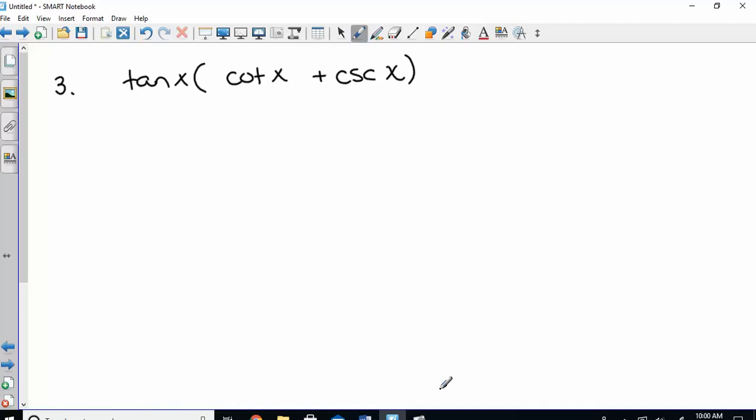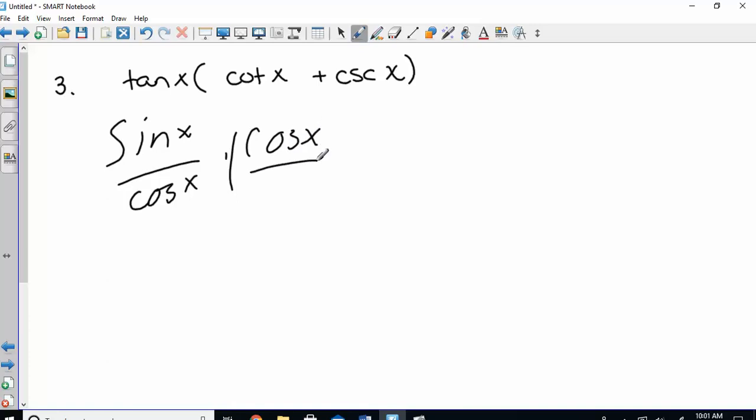Anything. Alright, is there any obvious formula that jumps out here? We have cosecant and cotangent, but the formula we have involving those requires them to be squared. So, if you don't have a formula, go to sines and cosines. What can we change tangent to? Sine x over cosine x. Okay, times, so parenthesis, what would we change our cotangent to? Cosine x over sine x. And what about cosecant? 1 over sine.